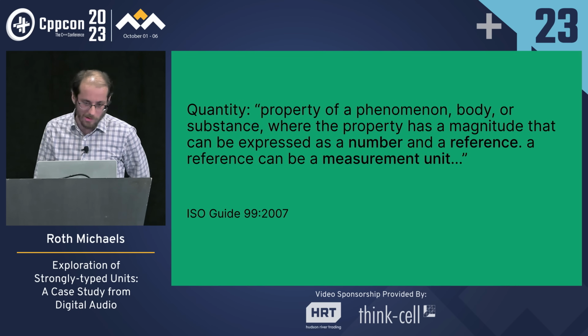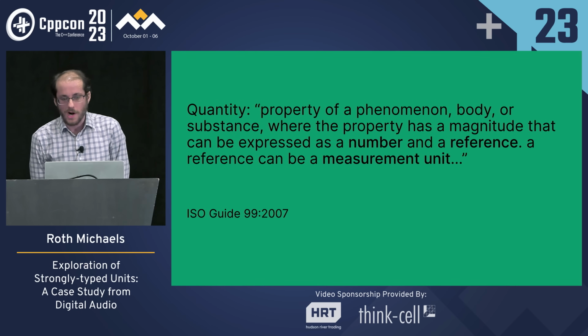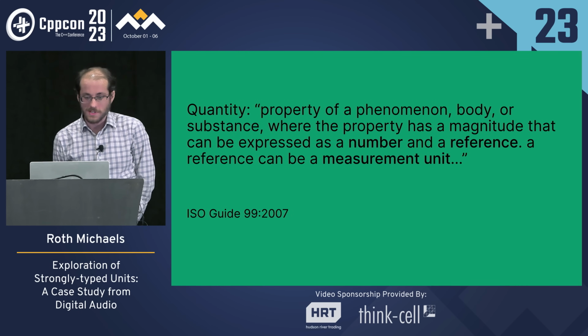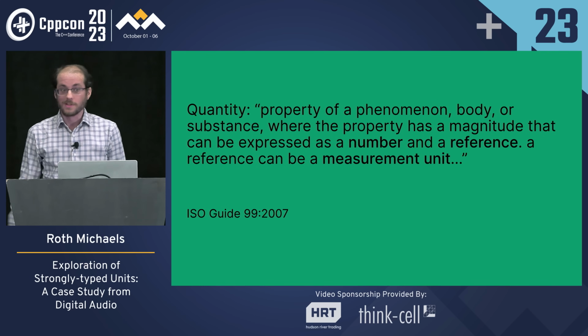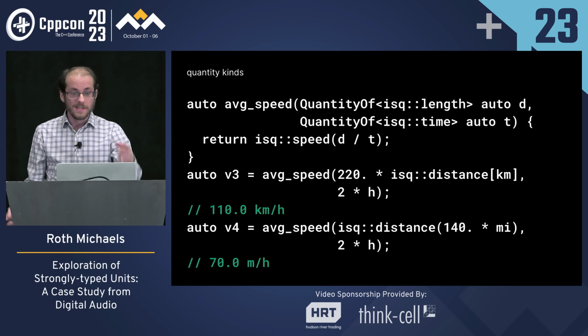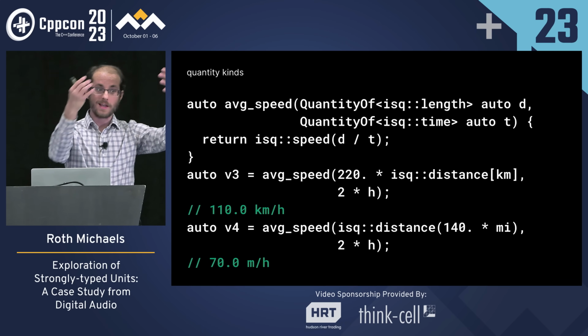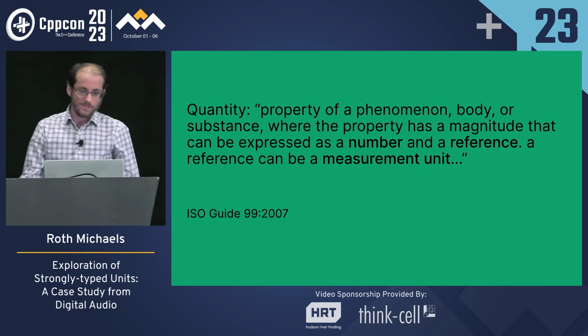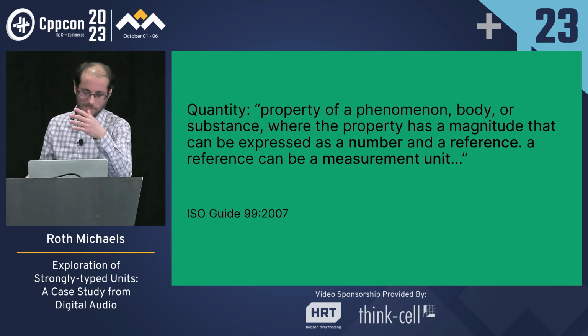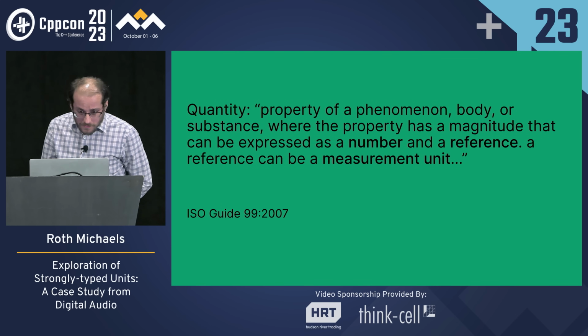And then from ISO, here's a definition of what a quantity is: a property of a phenomenon, body, or substance where the property has a magnitude that can be expressed as a number and a reference. If you remember looking at these slides, that's what this multiply is doing. You're taking a number and multiplying it by some reference. And this reference can be a measurement unit, and it goes on to say some other stuff.